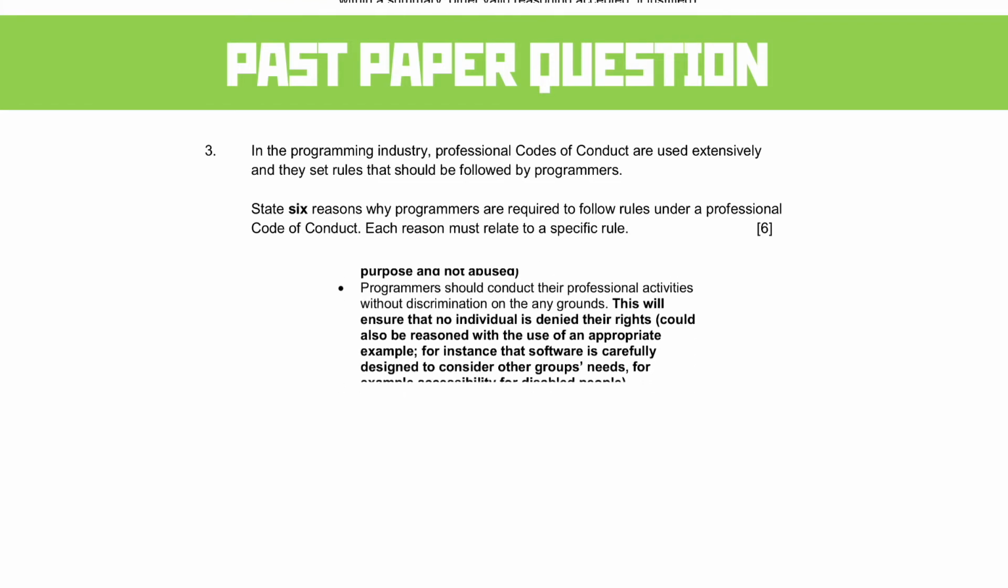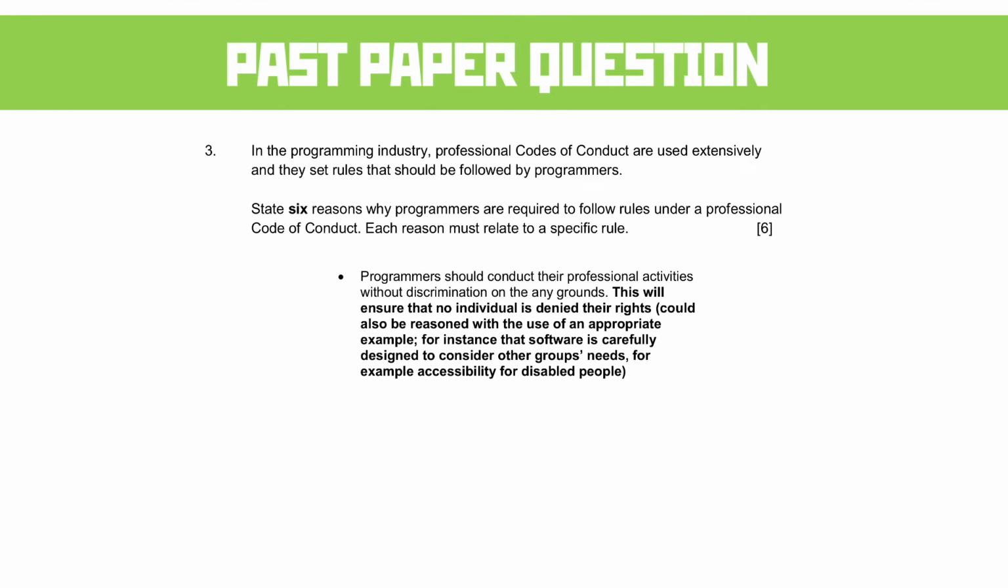Programmers should conduct their professional activities without discrimination, and this will make sure that nobody is discriminated against or denied their own rights. And this is especially important for the disabled community, because we do need to be considerate when we build software that there are accessible options, that it's not entirely visual, so people with visual disabilities suffer, that there are different input methods so that people with motor disabilities don't suffer or are unable to use our products.